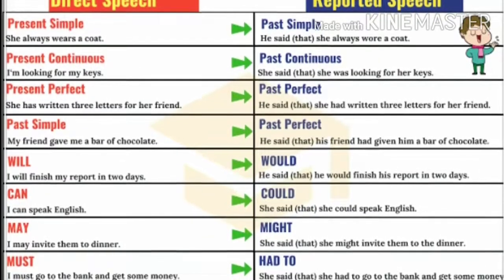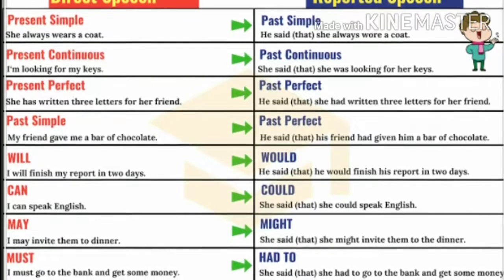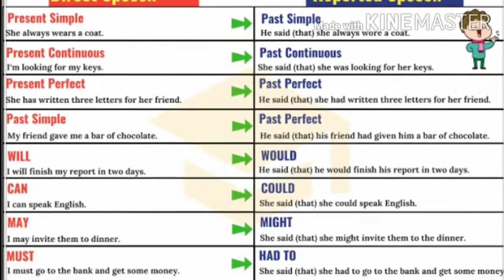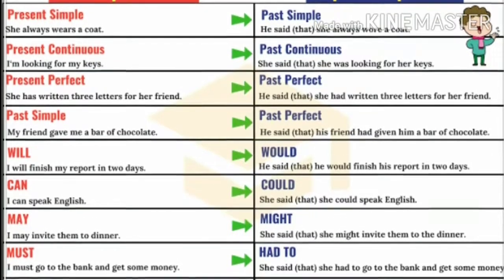Alright. May will change to might. In direct it will be: I may invite them to dinner, and its reported speech will be: she said that she might invite them to the dinner.